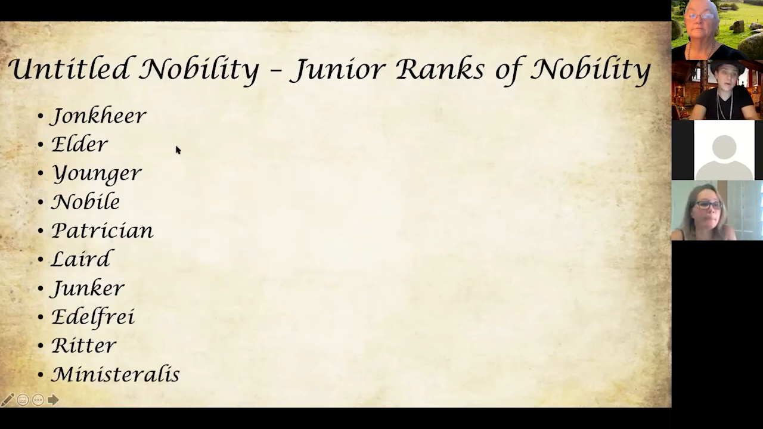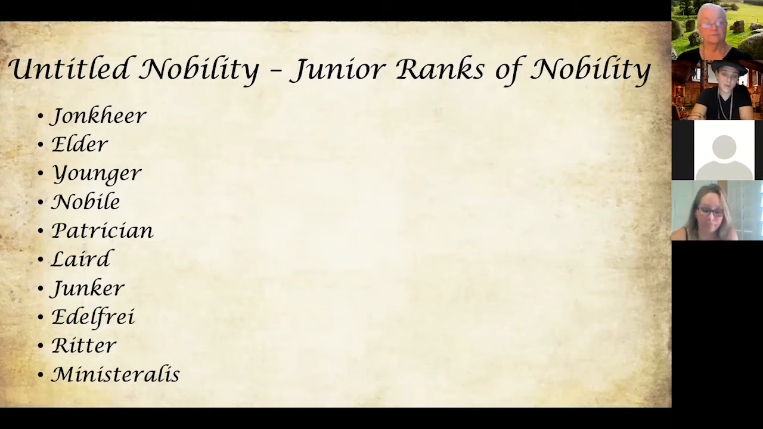And these are a collection of what we would call the untitled nobility. These are essentially people who make up the noble caste, yet do not have a title in their own right. And these would be either a jonkheer or an elder or a younger in the high countries, to a patrician in the various city-state republics, to the lairds of Scotland, to the ritters and the edelfrei of the Holy Roman Empire. And below we have the ministerialis, which are an interesting mix of noble and serf at the same time.